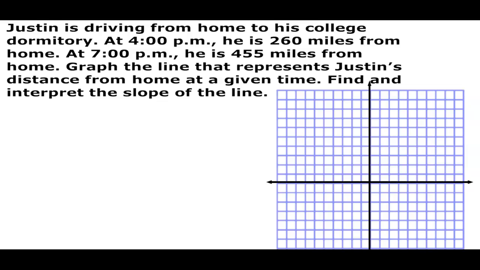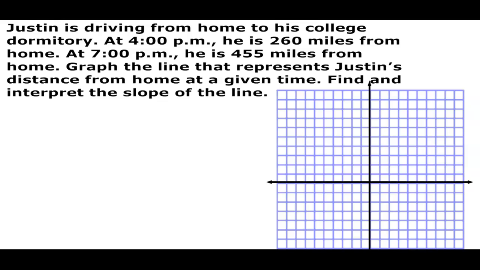So Justin is driving from home to his college dorm. At 4 p.m., he is 260 miles from home. At 7 p.m., he is 450 miles from home. Graph the line that represents Justin's distance from home at a given time. Find and interpret the slope of the line.